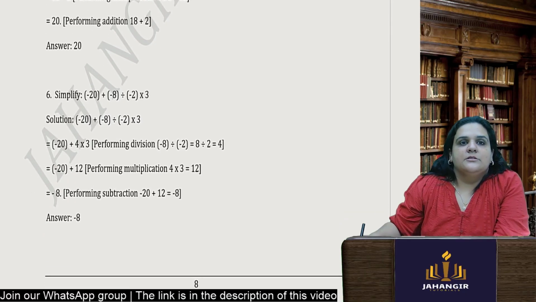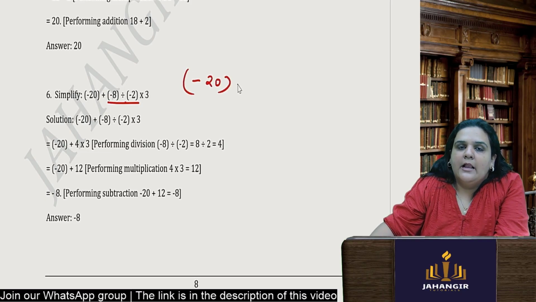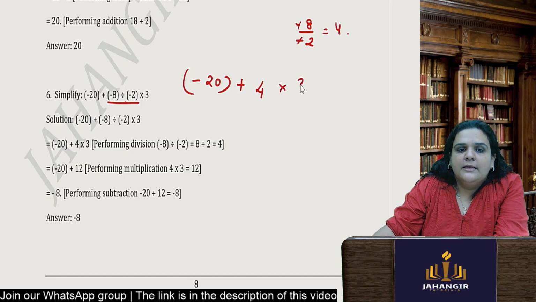Then the next question. Simplify minus 20 plus 8 divide by minus 2 into 3. So first I will do the division. Okay. I'll keep minus 20 as it is. I'll put the addition sign also as it is. Now minus 8 divide by minus 2. Two negative integers will always give me a positive number. Positive quotient, that is 4.